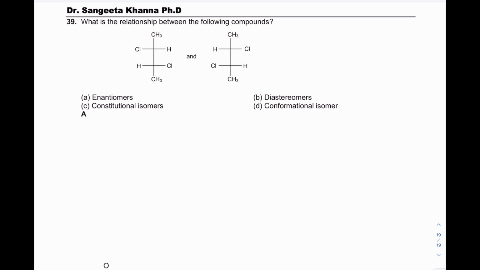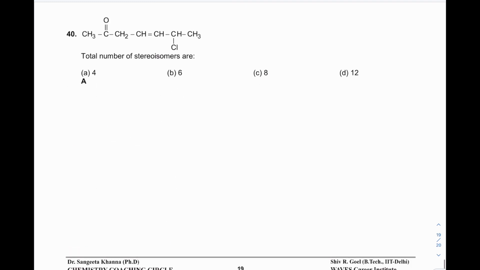What is the relationship between these two? These two are mirror images. At both carbons the arrangement is opposite. So, they are enantiomers. The last one is, this is a chiral center and this is a double bond eligible for geometrical isomerism. So the total number of stereoisomers will be 2 raised to the power 2, that is 4.